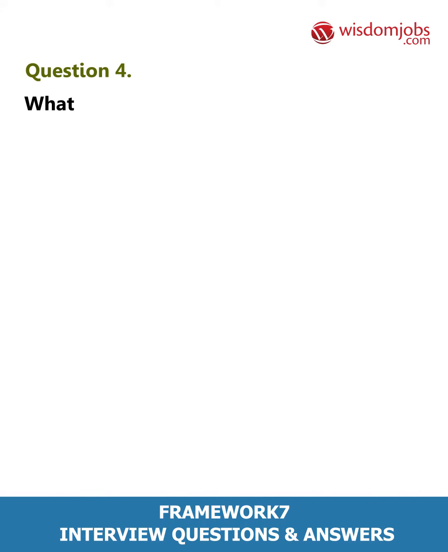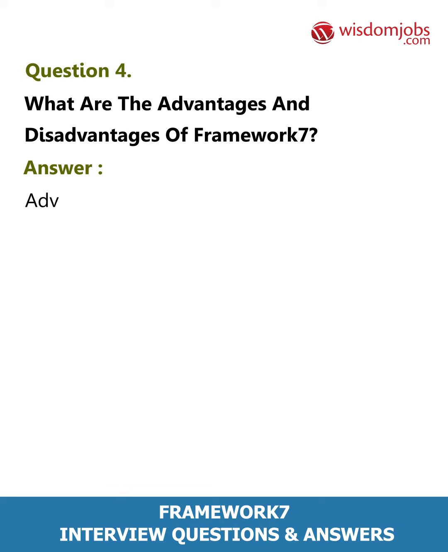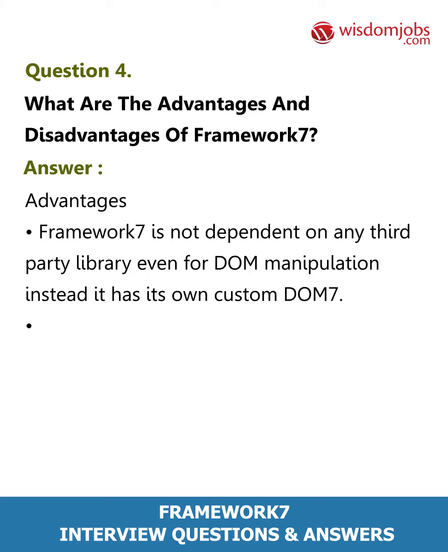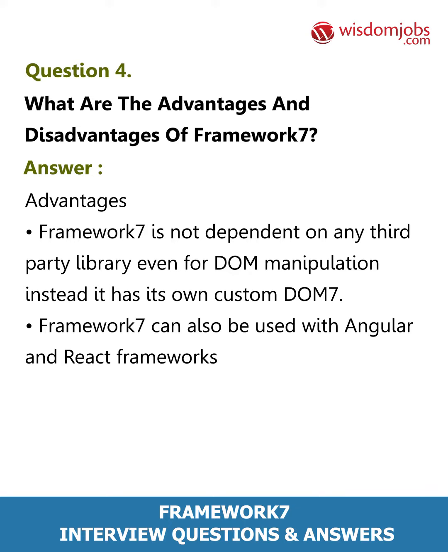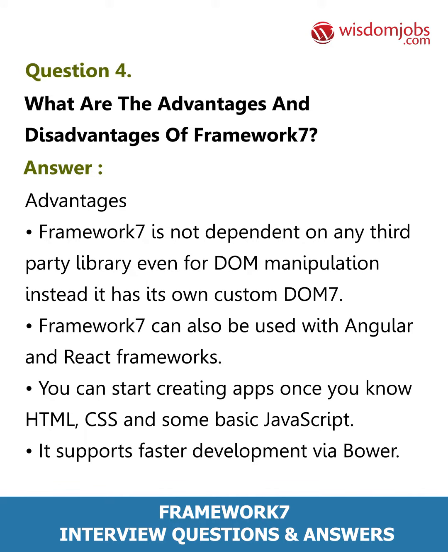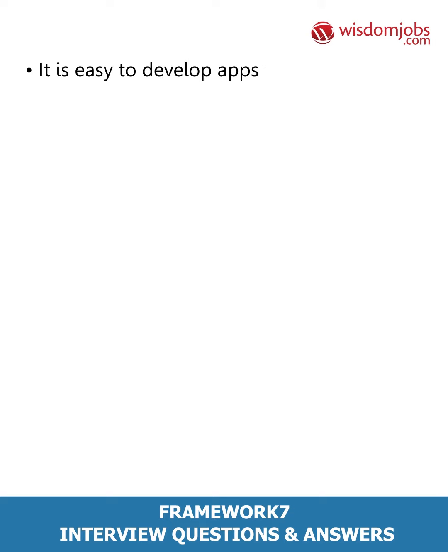Question 4. What are the advantages and disadvantages of Framework 7? Answer. Advantages. Framework 7 is not dependent on any third-party library, even for DOM manipulation. Instead, it has its own custom Dom7. Framework 7 can also be used with Angular and React frameworks. You can start creating apps once you know HTML, CSS and some basic JavaScript. It supports faster development via Bower. It is easy to develop apps for iOS and Android without learning them.